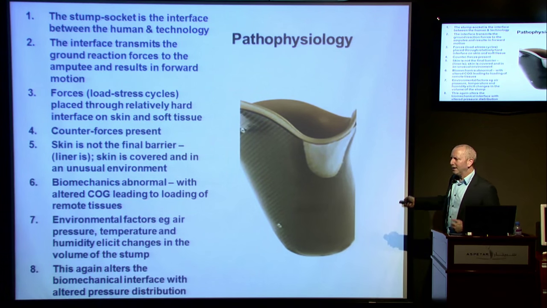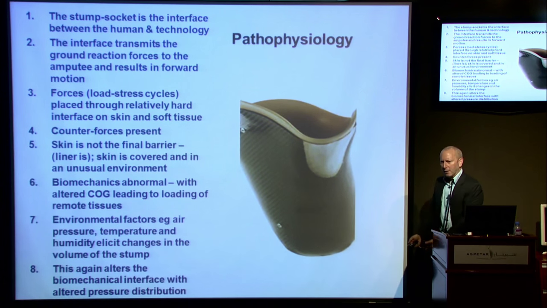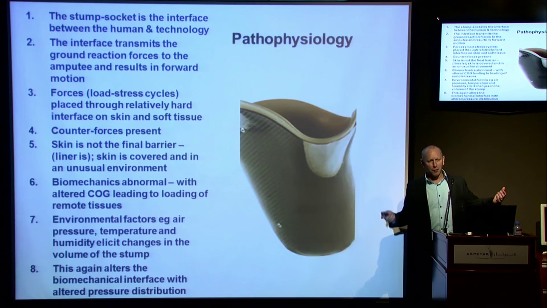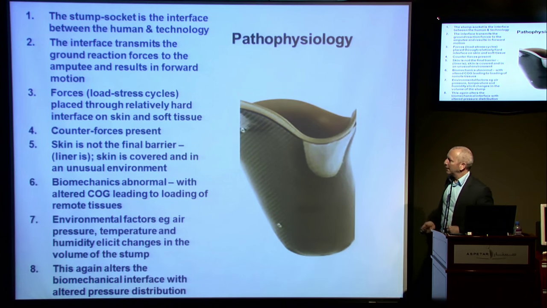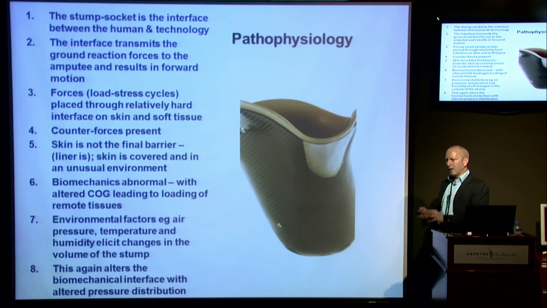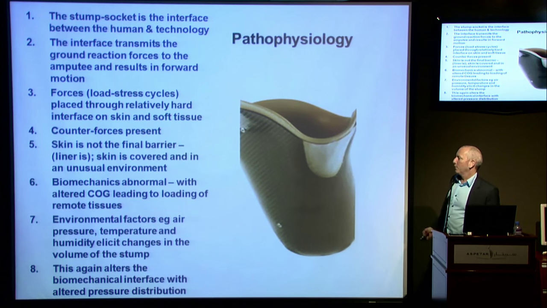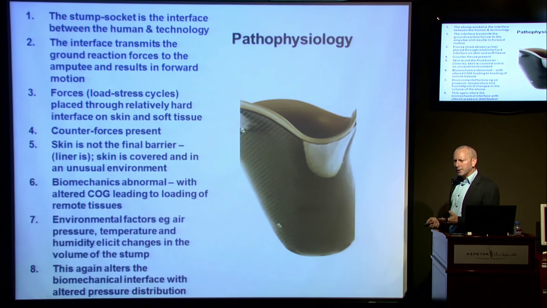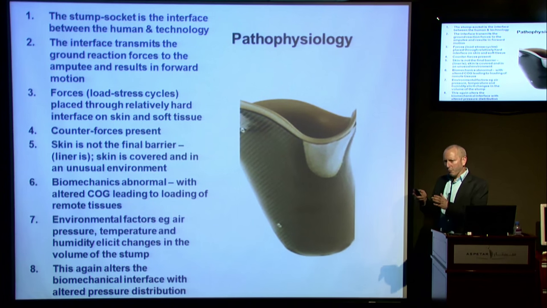Now remember that somebody who's putting their leg into this socket, that piece of skin at the bottom of the stump becomes the sole of the foot. And the skin here is totally different to the sole of the foot. So that is one of the reasons why you're getting problems in this area. The skin is not the final barrier. The liner is. Therefore, this liner is enclosing the skin in a strange environment. The body is not used to this environment. We know that the biomechanics of somebody who's using a stump socket interface is abnormal. The altered center of gravity places abnormal forces going through there. Then in the environment of the stump in this area, the air pressure is different. The temperature and the humidity are abnormal. The skin's not meant to be placed in those environments. And the volume of the stump changes.